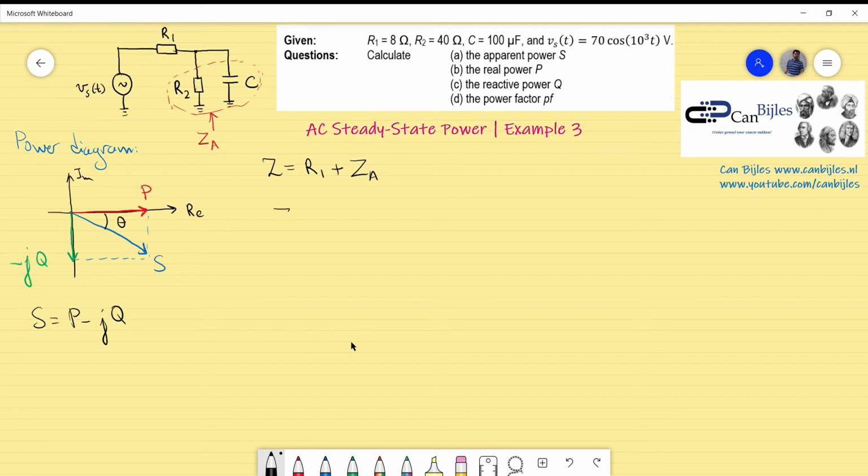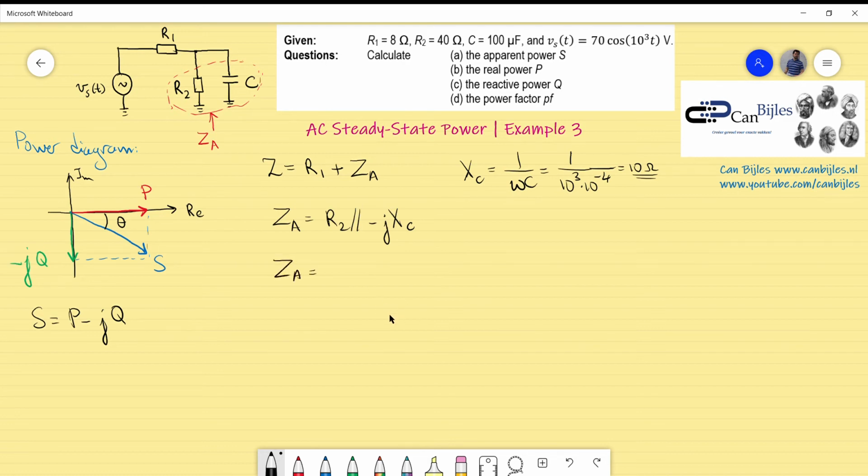So ZA is R2 in parallel with minus jXC. Because I don't know XC yet, let's calculate that. XC is equal to 1 over omega times C, and omega I already know is 1000, which is in the expression of the voltage source, and the 100 microfarads for the capacitor is 10 to the power minus 4, so I have 1 over 10 to the power 3 times 10 to the power minus 4, which will result in 10 ohms. This is for XC.